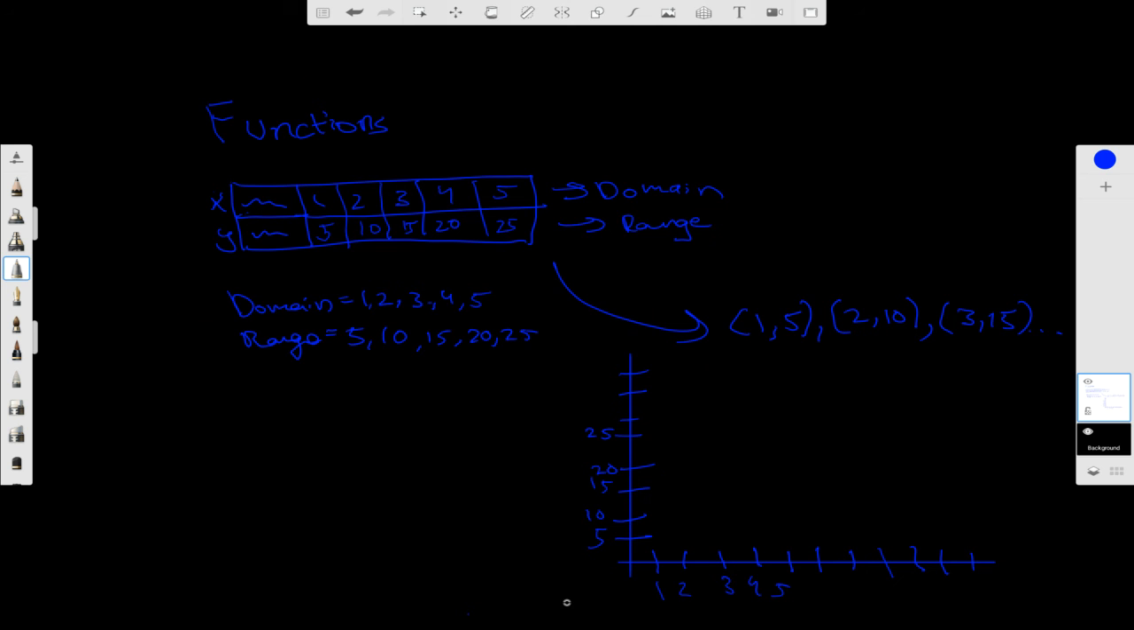So our first point is 1 and 5. That's going to be somewhere around here. Our next is 2 and 10, somewhere around here. Our next is 3 and 15, somewhere along here. Our next one is 4 and 20, somewhere along here. And then 5 and 25.